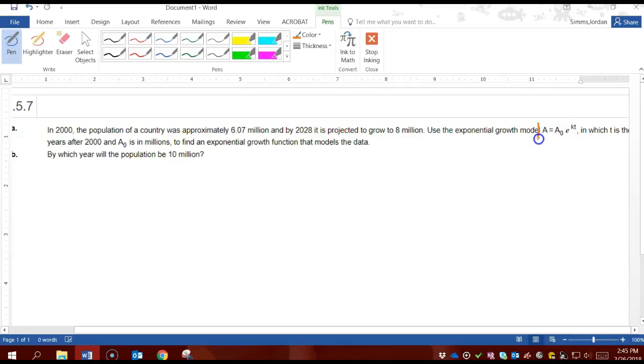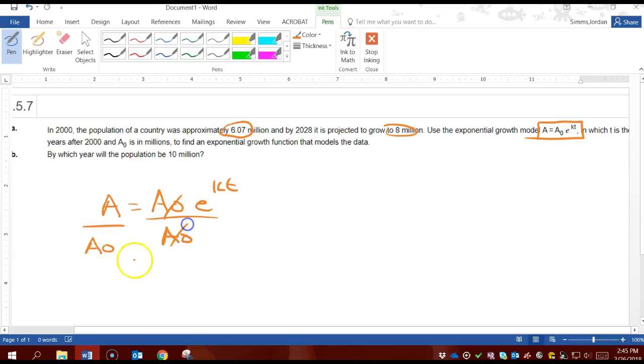But basically, we have our exponential growth model right here. I have A naught, which is 6.07. We have 8 million for A, so we can kind of put that in, right? So we have A equals A naught times e to the kt. And basically, let's divide both sides by A naught. We'll do a little algebra. A naught, we'll get rid of that. So we have A over A naught equals e to the kt.